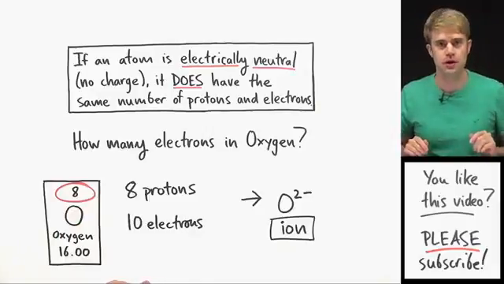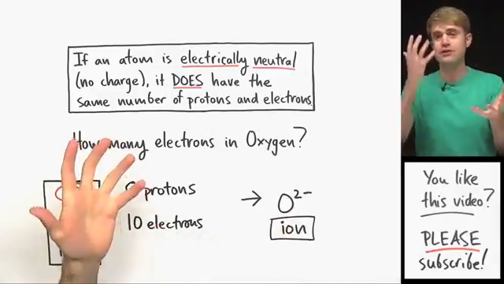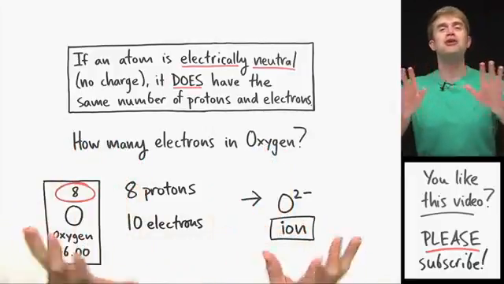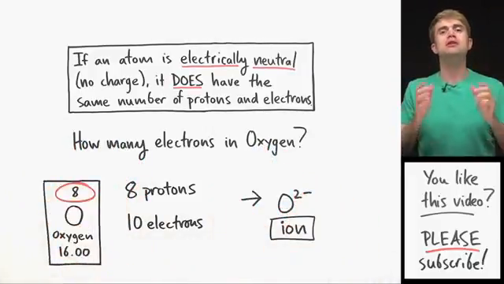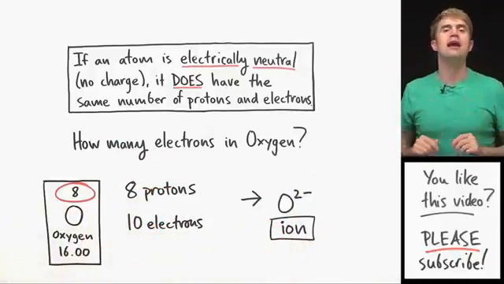So if you run into an atom with different numbers of protons and electrons, it doesn't mean that that atom could never exist. It just means that you're talking about a charged atom, an ion, something that has a charge.